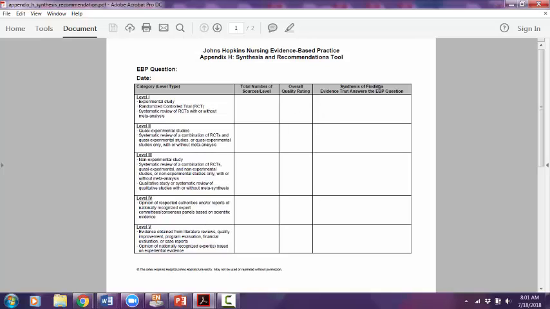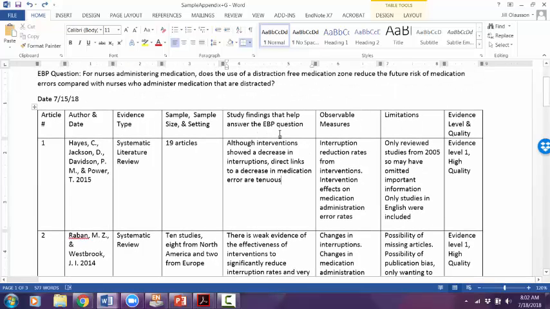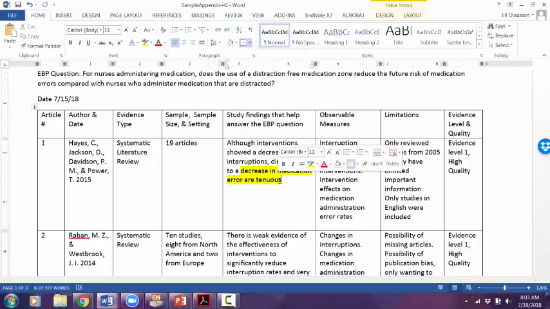And then the synthesis of the findings that answers the EBP question. So in this table, the 2 level 1s, the findings that answered the EBP question. So for nurses administering medication, does the use of a distraction-free medication zone reduce the future risk of medication errors? Here we said study findings that help answer the question: the intervention showed a decrease in interruption, but direct link to decrease in medication errors are tenuous. And that's one of the results there.